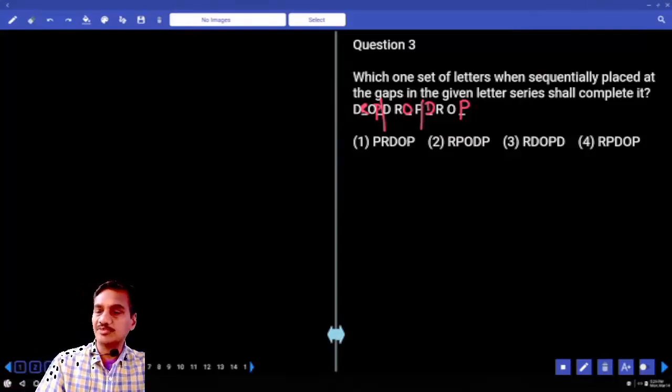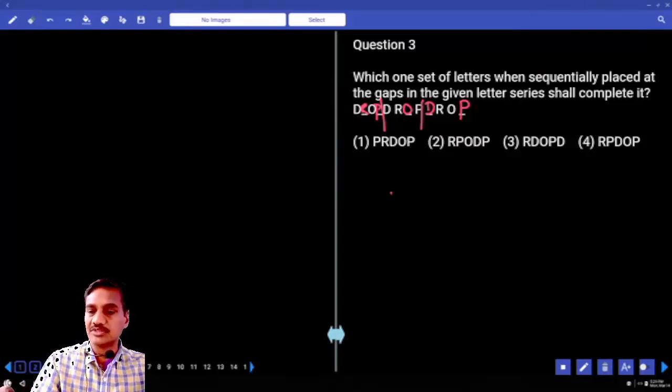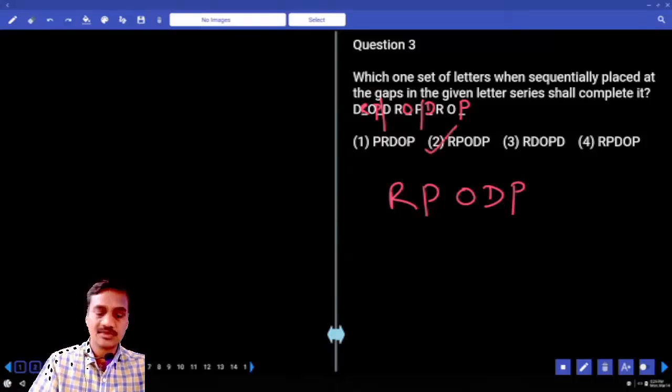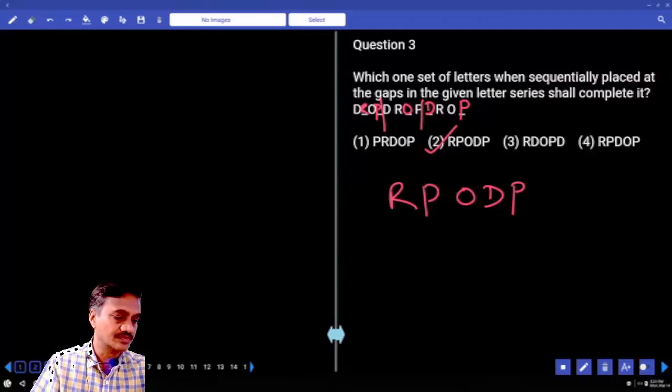Hence the word drop is repeated for n number of times and the terms that are left over are RP, O, DP. RP, O, DP, and it is given in which choice? Choice 2. Question number 3, it is choice 2.